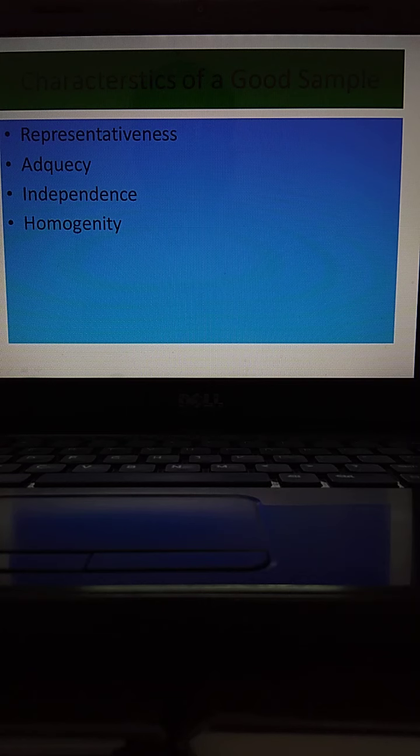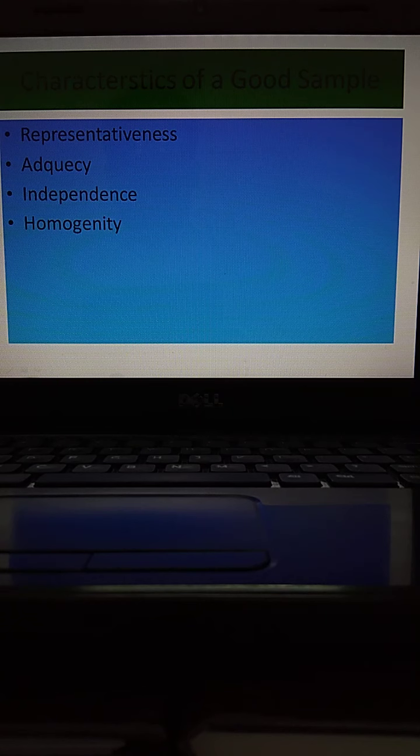What are the characteristics of a good sample? When you say the chosen sample is a good sample, will there be an ISI mark? Will there be any brand name? No, every sample will be considered a good sample whenever it possesses these characteristics. The first one is representativeness. The sample units of a sample should be a true representative of the entire population.